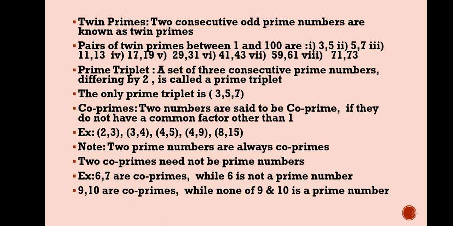Same way 9 and 10 are also co-primes because the common factor is only 1, while none of 9 and 10 is a prime number. So once again I am saying 2 prime numbers are always co-primes. 2 co-primes need not be prime numbers. I hope you are understanding it.